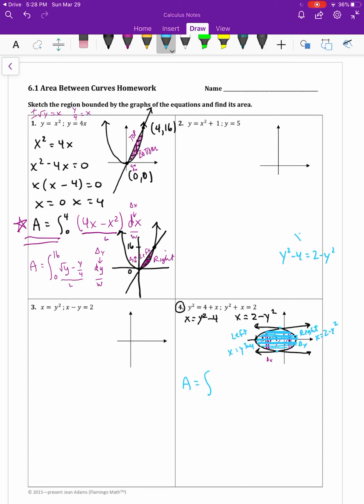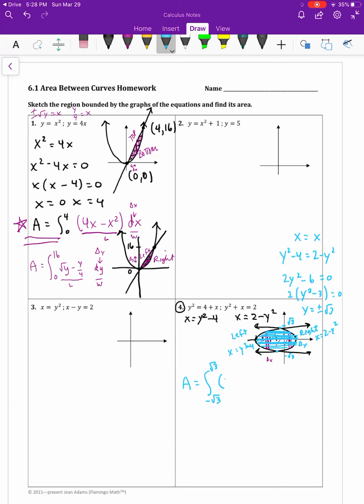If you set those functions equal to one another, set your y squared minus 4 equal to your 2 minus y squared, because it's x equals x, right? Then you would add y squared to both sides and subtract 2, and then you could factor your 2 out, and you would see that y equals plus or minus the square root of 3. So this would be negative square root of 3 down here on the y, and this would be positive square root of 3 up there.